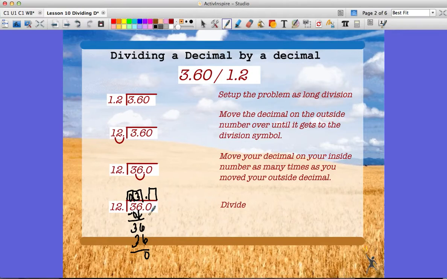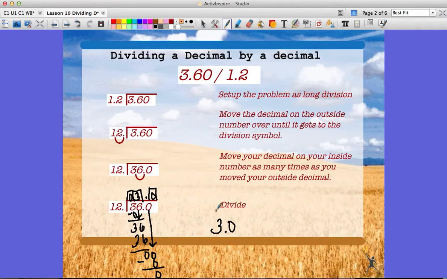Now in this case, we still had this extra 0, so we bring down the 0. Even though we know it's just 0, we still need to make sure to fully complete the problem. 12 goes into 0 zero times. 0 times 12 is 0. We subtract, we get 0. So in this case, our answer is 3 and 0/10.